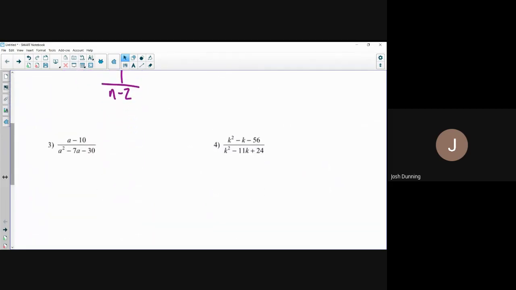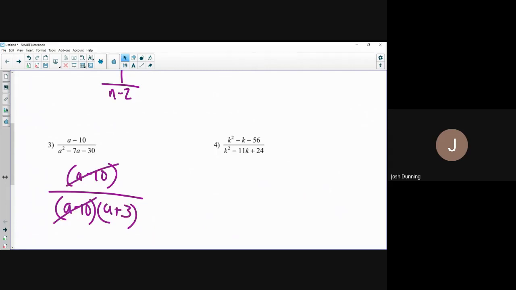Number 3, we got to factor again. There's no square on the top, so I just bring it with me. The bottom, 10 times 3 is 30. 10 minus 3 is 7. So it's 10 and 3, but if it's a negative middle, that 7 is negative, the bigger one. The 10 has to be negative. A minus 10's cancel. Just remember A plus 3 has to stay on the bottom. Fill a 1 in on the top.